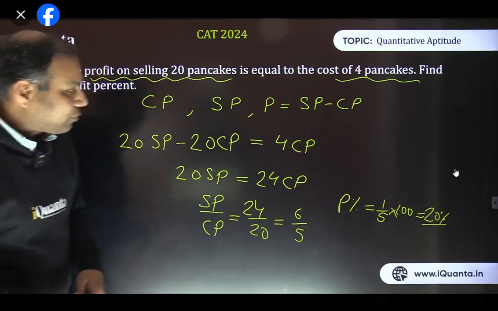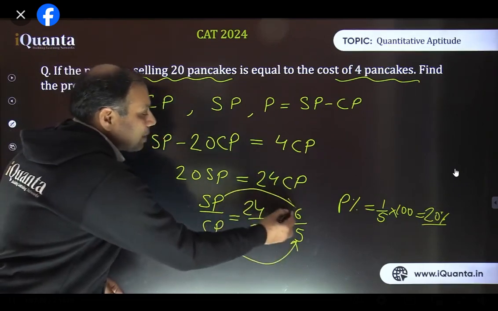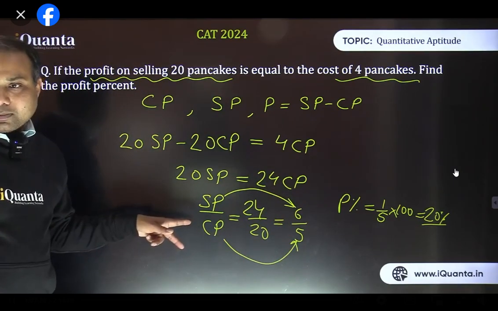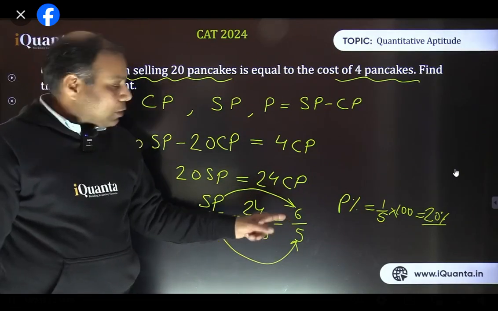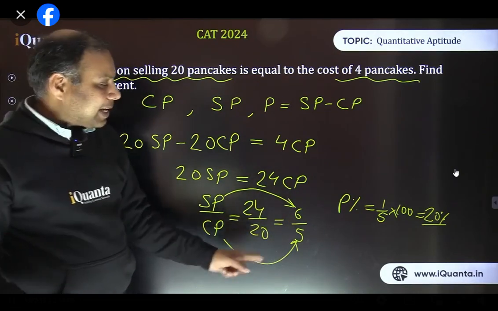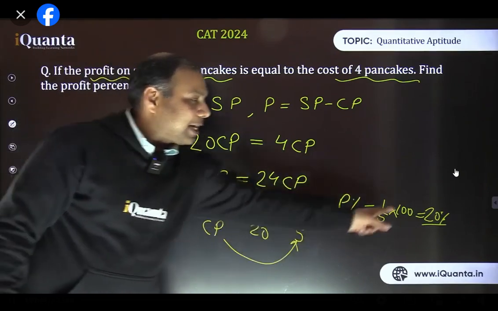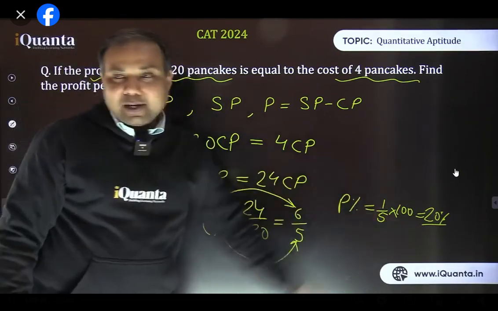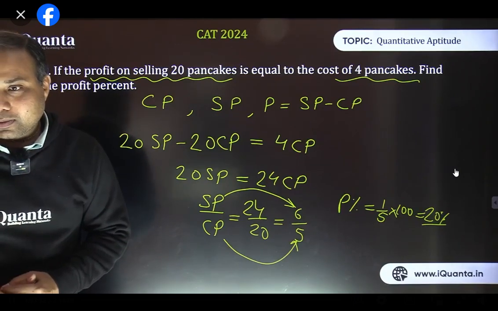Shivangi, how 1 by 5? See, if CP is 5 rupees, then SP is 6 rupees, isn't it? That is the meaning of this ratio. If CP is 5 rupees, then SP is 6 rupees. Fine. So how much profit you are getting on 1 pancake? It's 1 rupee, isn't it? So how to calculate profit percentage? Profit divided by cost price into 100. That's how it is 1 by 5 into 100. Is it okay?